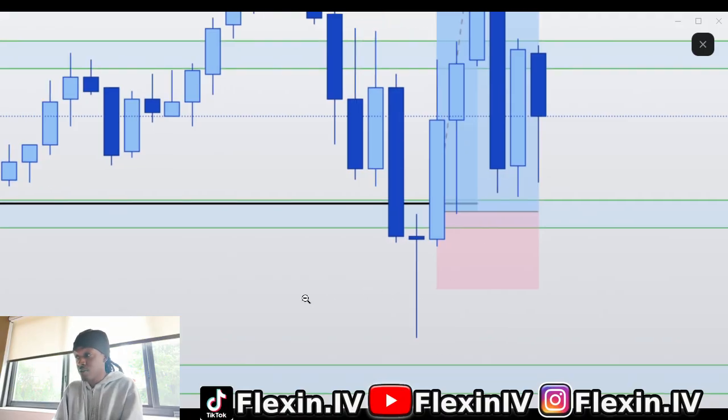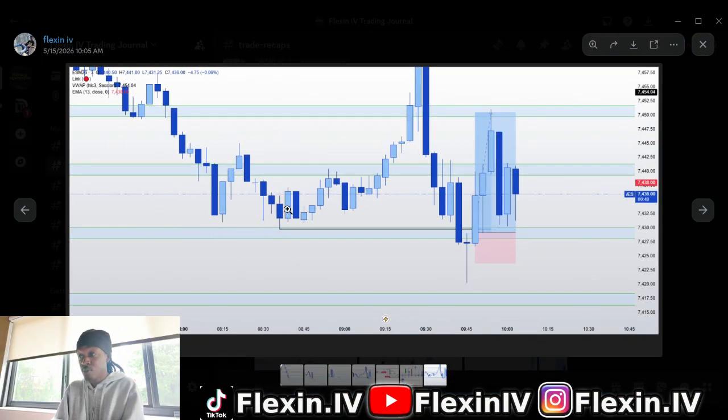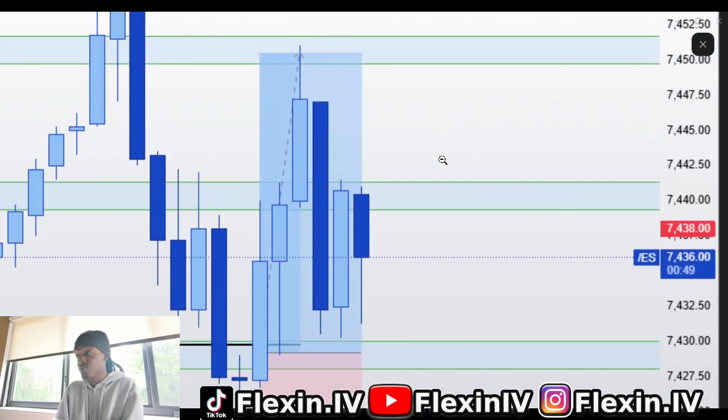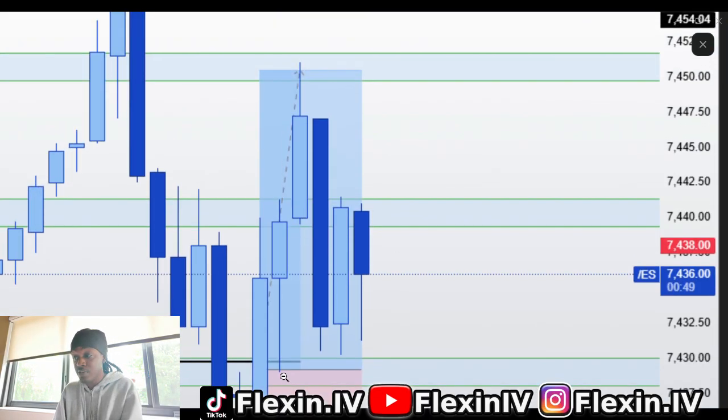This is a high probability variation, literally at a form of support where the market rejected multiple times. Basically, I took the trade zone to zone. The only thing is, I got hit break even right here. The market shot up right here.